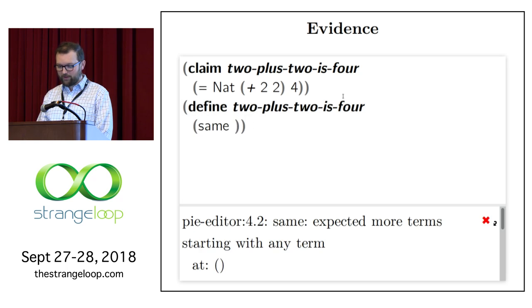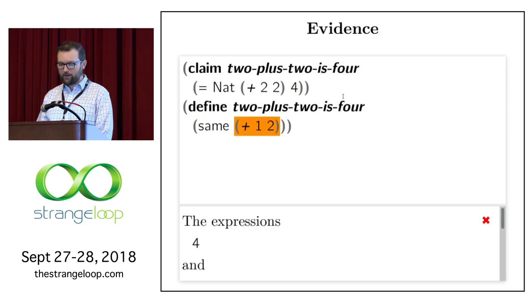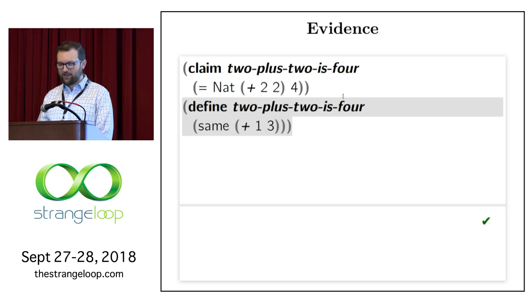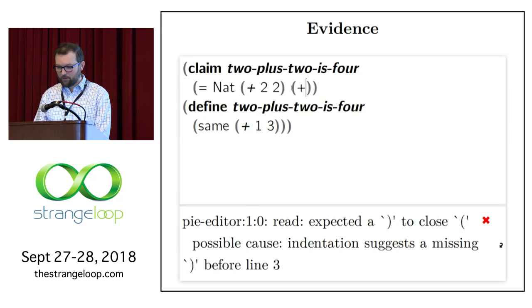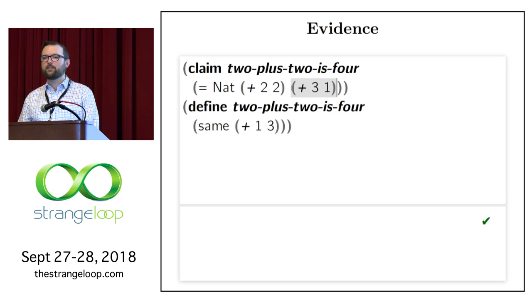I could also give evidence that they're equal by saying plus 1, 3 here. And now I'm saying that the evidence that 2 plus 2 equals 4 is the fact that 2 plus 2 is the same as 1 plus 3, and the fact that 4 is the same as 1 plus 3. I could even write plus 3, 1 here, and it still works. So that's one kind of statement, that things are equal.